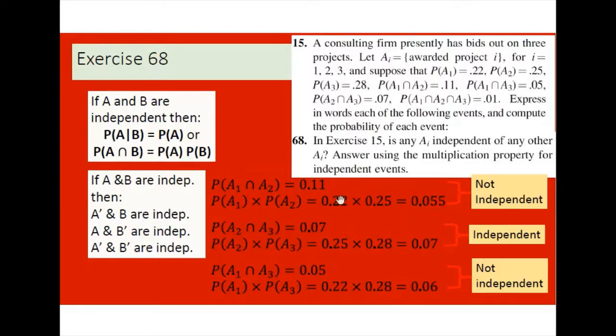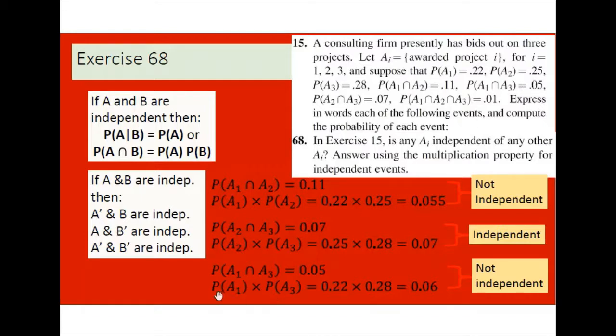For A2 and A3, the probability of intersection is 0.07, and the probability of A2 times probability of A3 is 0.25 times 0.28, and the result is 0.07. So A2 and A3 are independent, but for A1 and A3, the probability of intersection is 0.05.